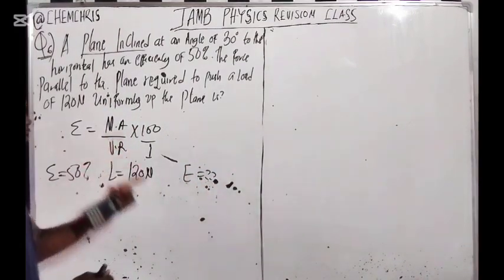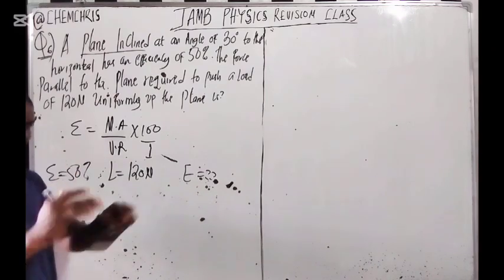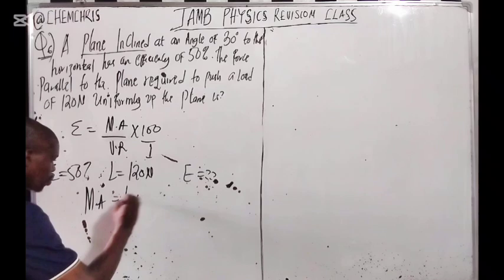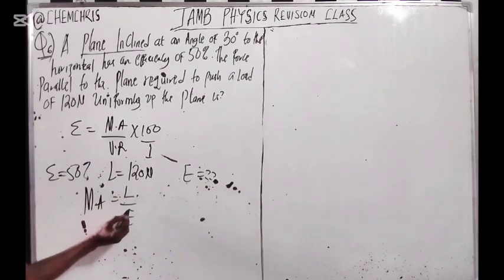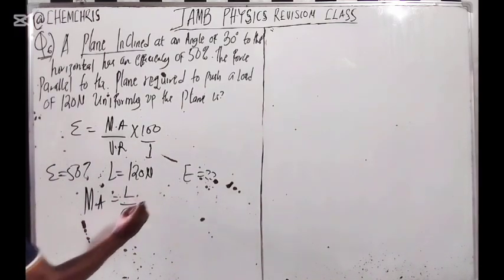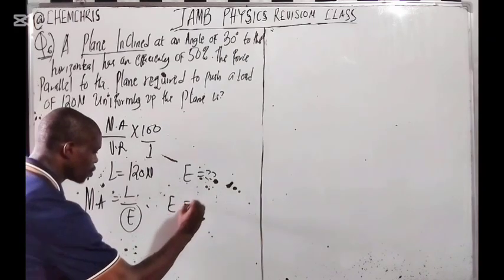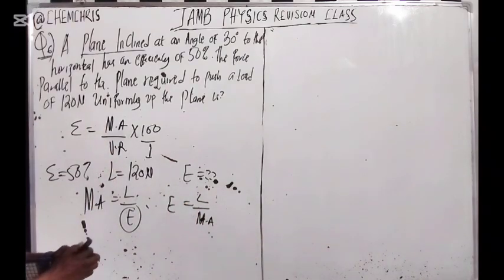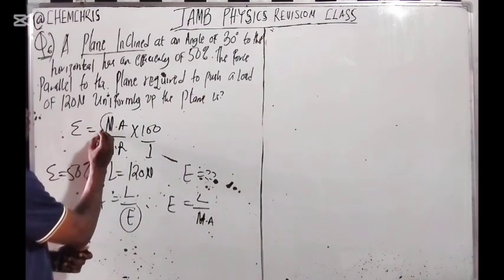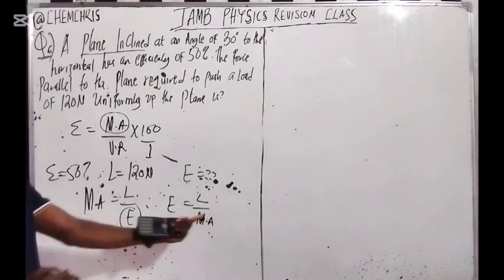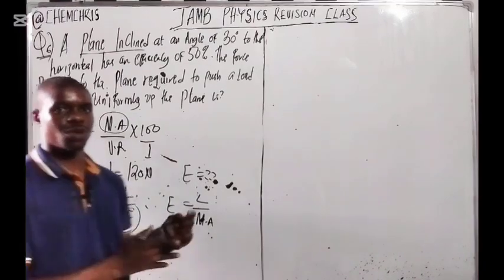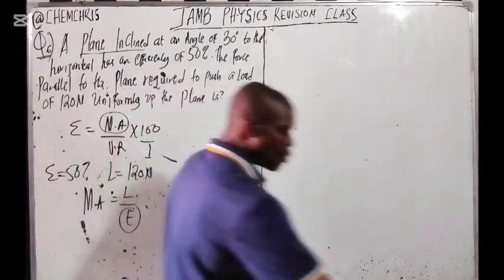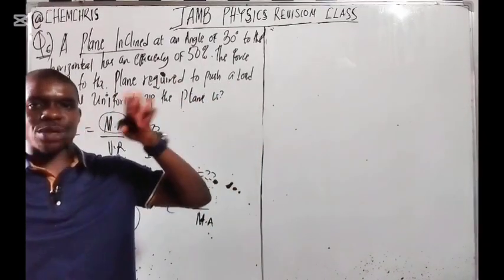Now they're asking for the effort to push the load up the inclined plane. To get the effort is very easy. We are going to use the mechanical advantage, which is equal to load over effort, right? Making effort the subject of the formula, my effort equals load over mechanical advantage. So once I can calculate my mechanical advantage, I can get the effort I use in pushing the load along the inclined plane. So I need to get the velocity ratio.